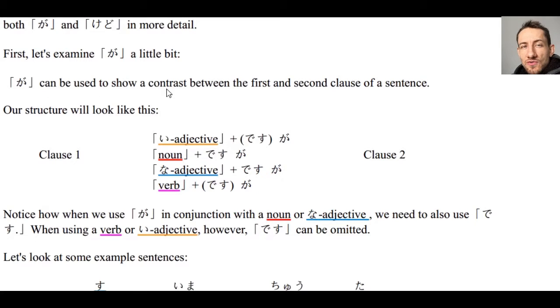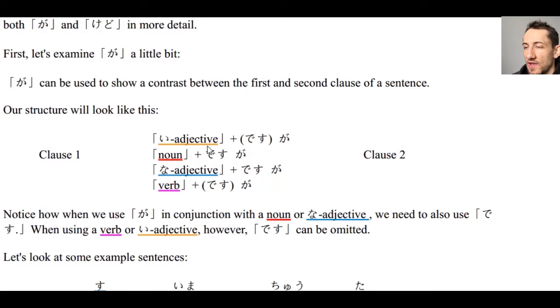So ga can be used to show contrast between the first and second clause of a sentence. For example, I studied, but I didn't pass the test. You all know how to use but, I'm sure. But anyway, the structure of our sentences will look something like this. So we'll have an i-adjective, and we can use desu ga. Or we have a noun, we use desu ga, na-adjective, or a verb.